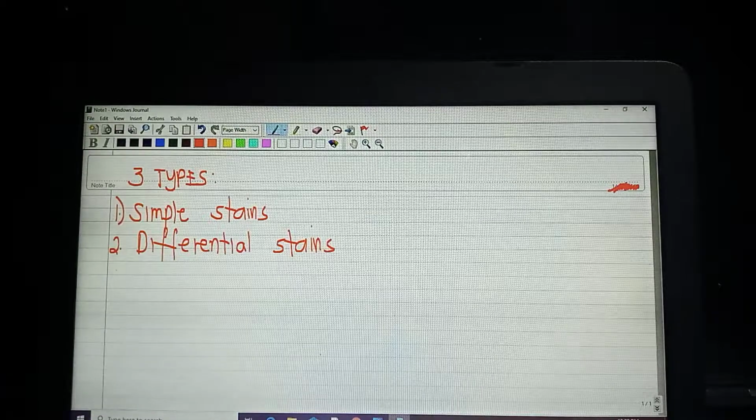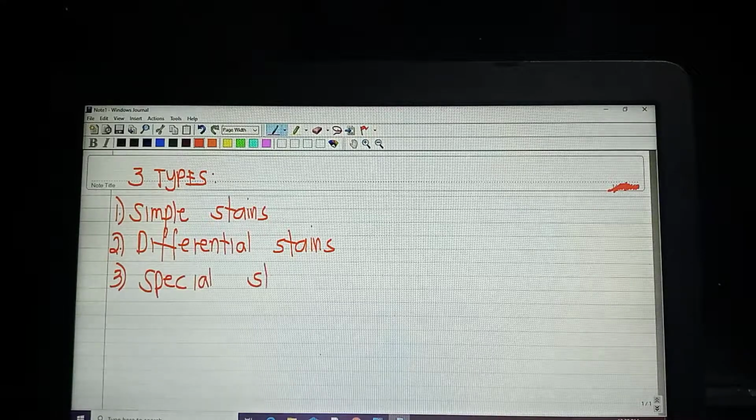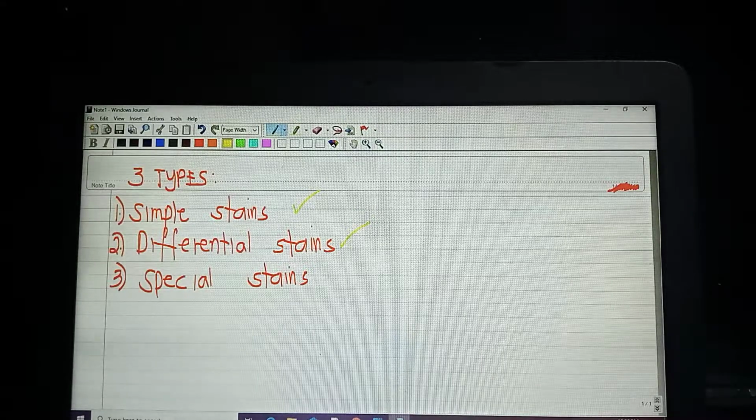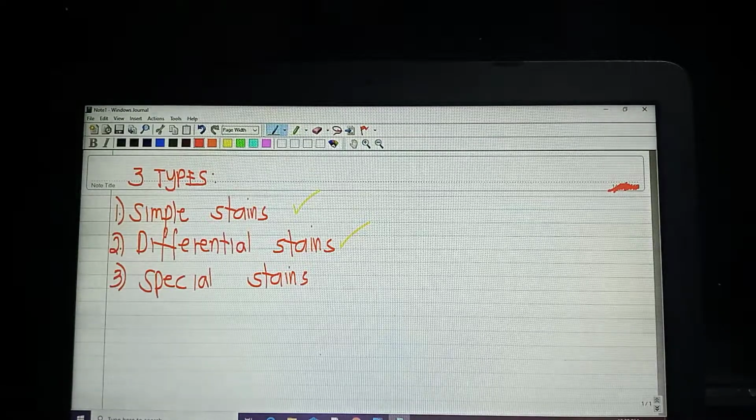And what is the other one? Yes, very good. We have your special stains. We already discussed your simple stain, correct? Now we go to your differential stain. What does it do? What is the purpose of your differential stain?